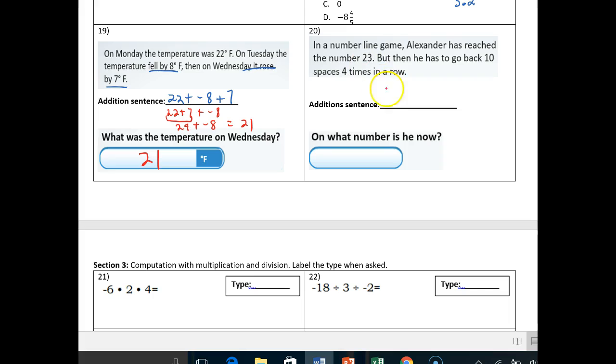Alexander has reached the number 23, but he has to go back 10 spaces 4 times in a row. So going back is your negative, so plus negative 10, but you want to do it 4 times, right? Order of operations means you have to do this multiplication first. So 23 plus negative 40, and that's a DSSL problem, so we have to do 40 minus 23. Remember that it's going to be negative because we have more negatives here. So 10 minus 3 is 7, 17, negative 17 is the space that he ends up on.